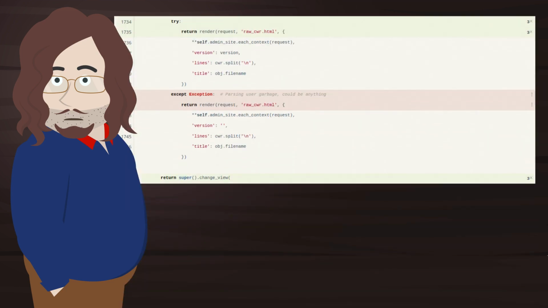Ah, yes. Why not all the lines get tested? Well, because stupidity is boundless. In practice, when parsing user input, no matter how many types of exceptions you will guess, you will miss at least one. So, I recommend using one bare and broad except. In this example, we are trying to show a CWR acknowledgement file with syntax highlighting. If it fails, for any reason, we will show it without syntax highlighting. Good enough in my book.